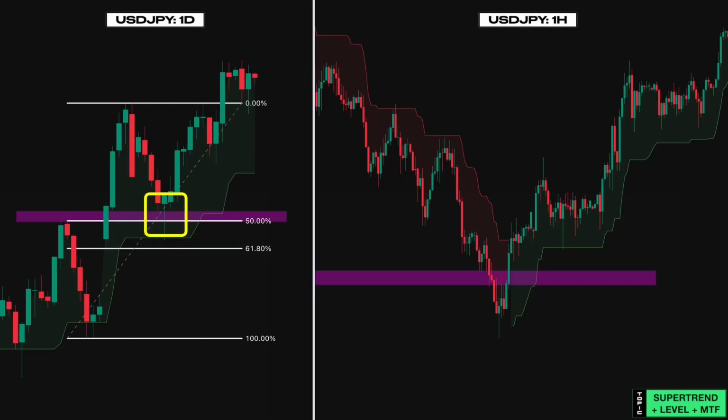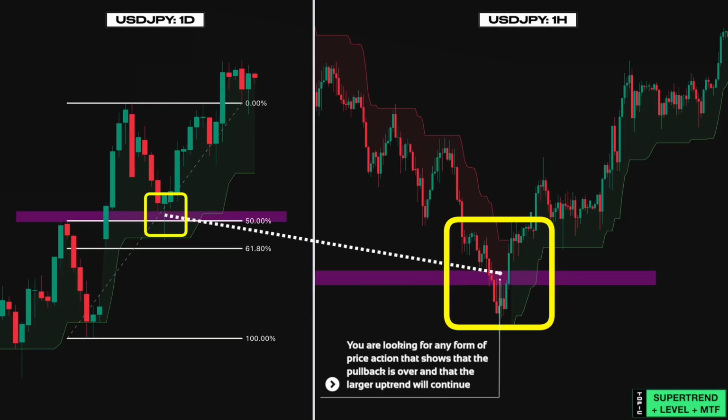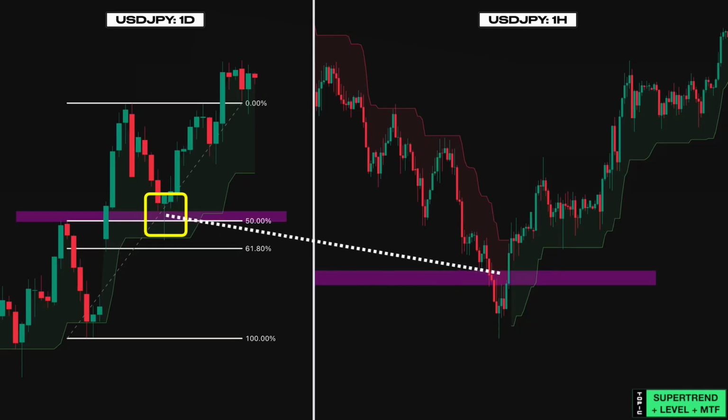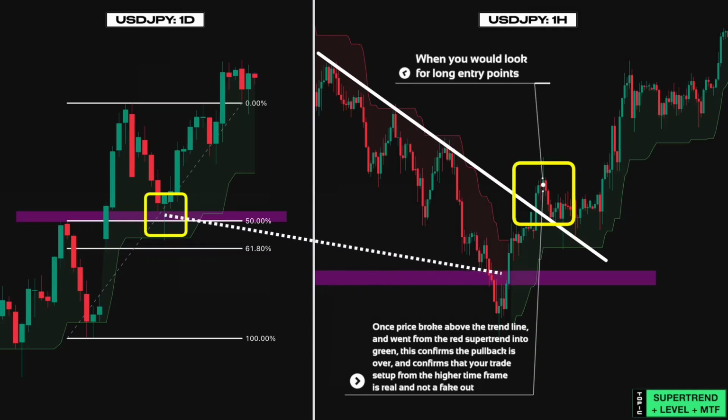Your trade setup area here that we previously identified is this same area here. Again, you are looking for any form of price action that shows the pullback is over and that the larger uptrend will continue. Here's what you had. On this lower time frame, you were able to place a trend line like this. And once price broke above the trend line and went from the red bearish super trend and into the green bullish super trend, this confirms the pullback is over and confirms that your trade setup from the higher time frame is real and not a fake out, and is then when you would look for long entry points.